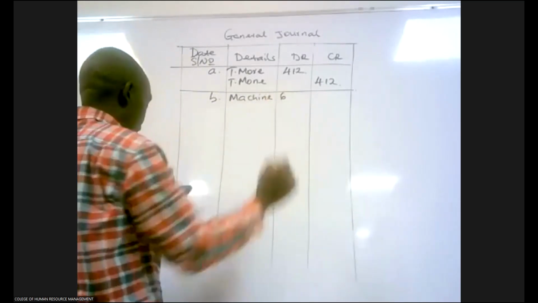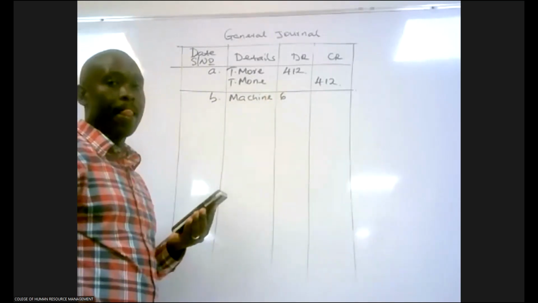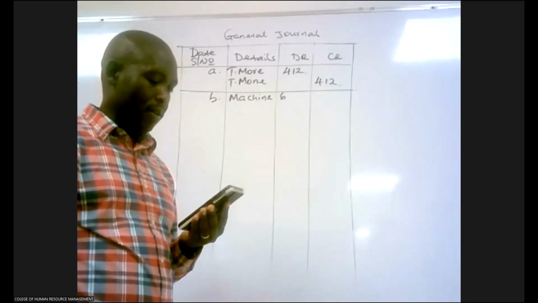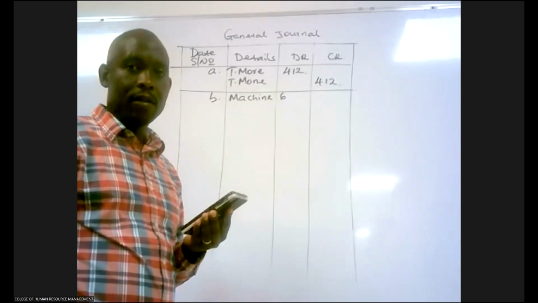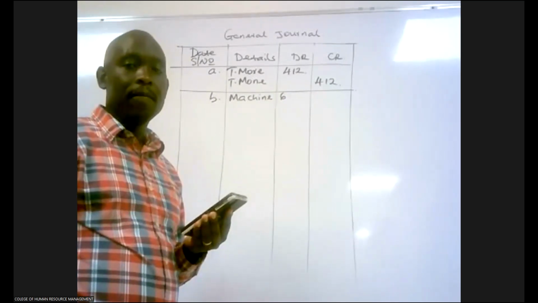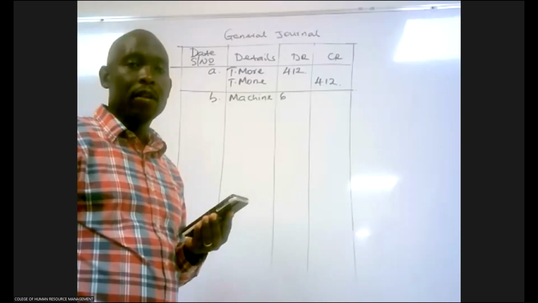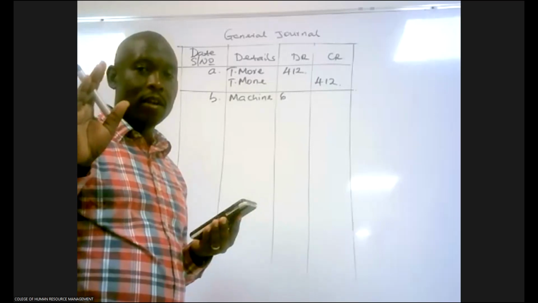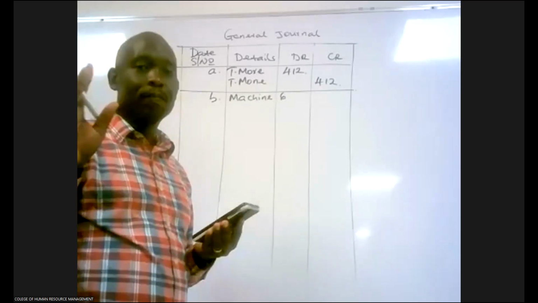Mwalimu, excuse me. Yes? The purchase of a machine on credit from J. Frank. J. Frank is the creditor, is it correct? I thought it was purchases, or bought, when you buy goods, that is when it is purchases. Okay, let me respond.